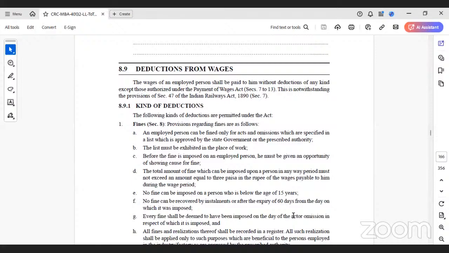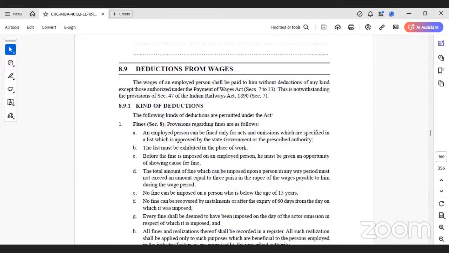Before the fine is imposed, he must be given an opportunity to present his case, and the total number of fines which can be imposed upon a person in any period must not exceed an amount equal to 3 paise in the rupee of the wages payable to him during the wage period. And no fine can be imposed on a person who is below the age of 15 years.